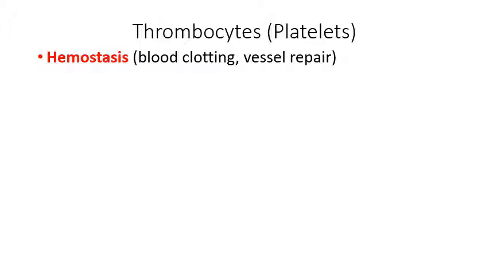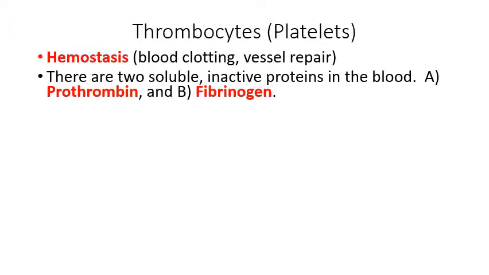Okay, so hemostasis refers to blood clotting and blood vessel repair. There are two soluble inactive proteins circulating in the blood that are just waiting to be activated by platelets, and platelets or thrombocytes will activate these two proteins in response to damage to the blood vessels. The two proteins are called prothrombin. The word pro, of course, means before. So prothrombin is activated by various blood clotting factors and turned from prothrombin into thrombin.